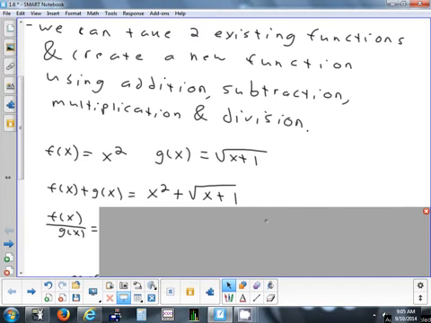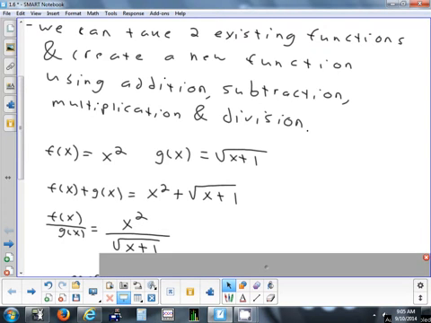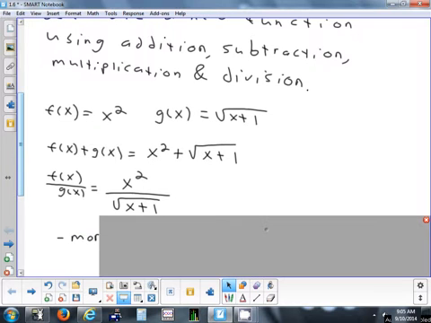What if I wanted to combine them with division? Orlando, what would that look like if I wanted to write f of x divided by g of x? Yeah, just x squared divided by the square root of x plus 1. If there was something we could simplify, we would, but there's nothing we can simplify there. Because you can't have a square root in the denominator, right?